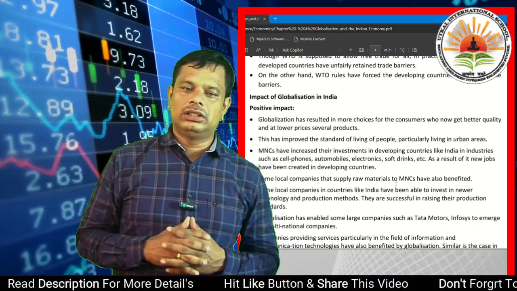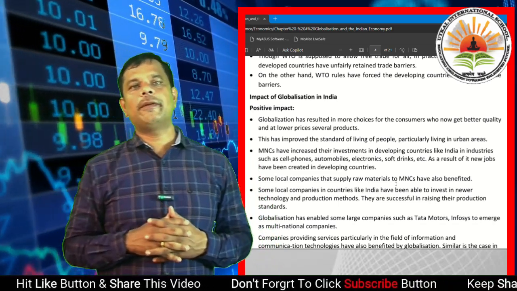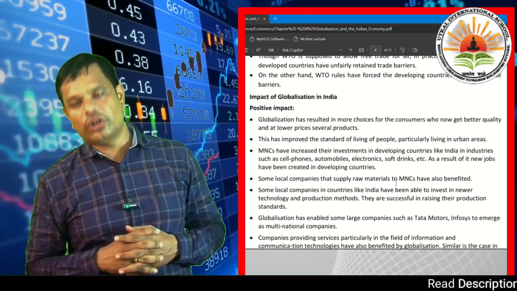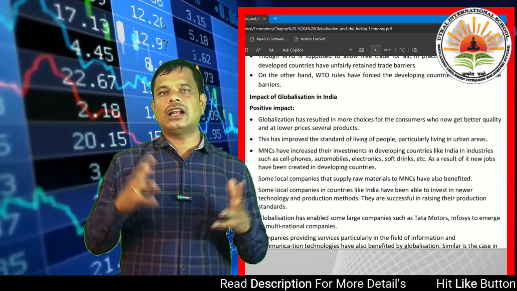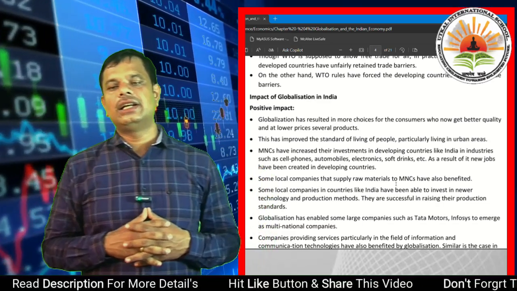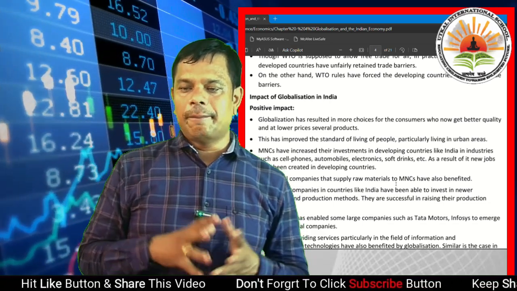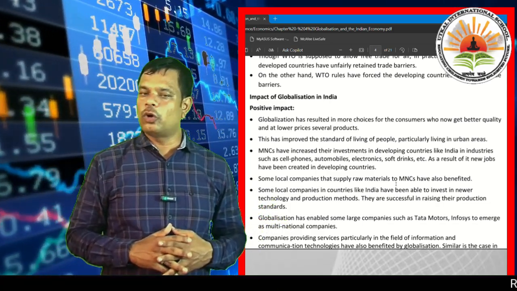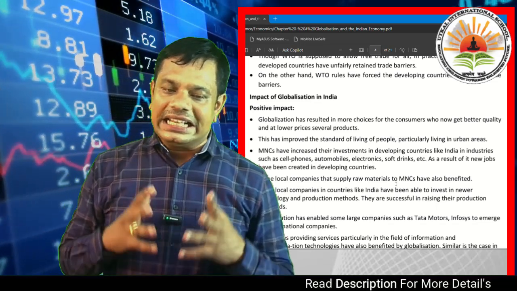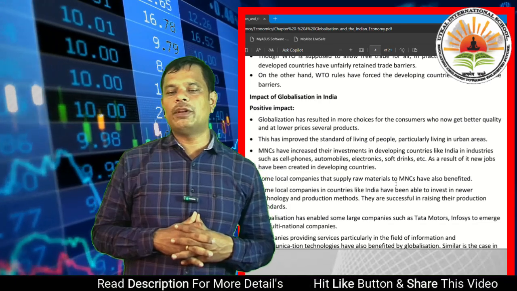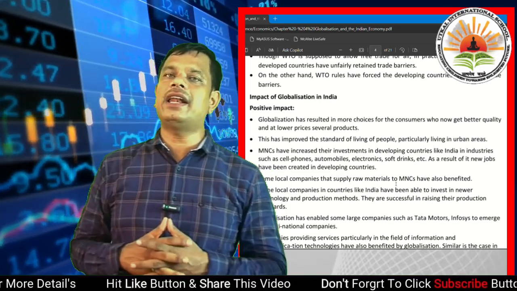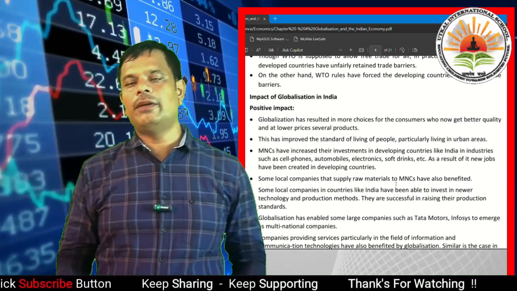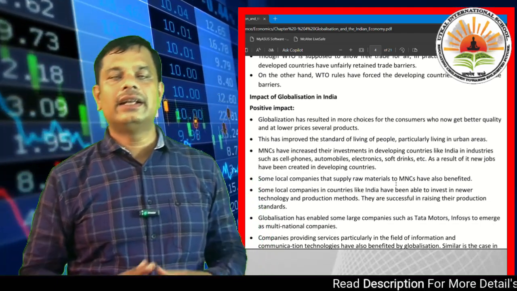If we consider the positive impacts, what do we find? First benefit: globalization has resulted in more choices for consumers, who now get better quality and lower prices on several products. The second point is that globalization has improved the standard of living of people, particularly those living in urban areas. They have found an open market.